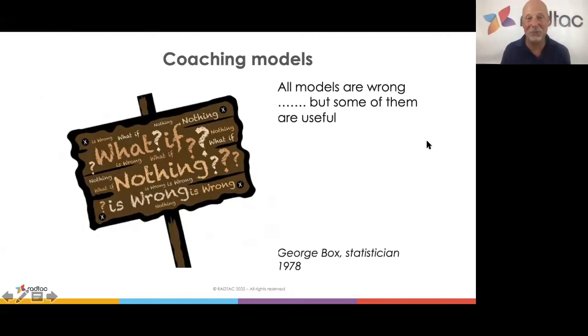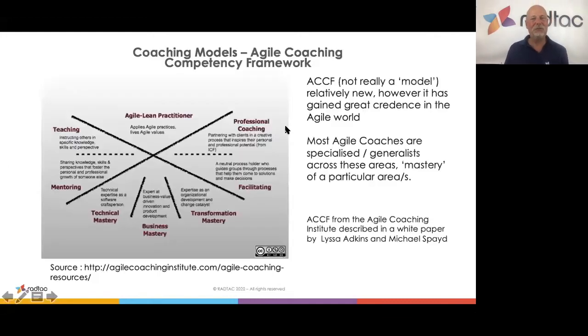Yeah, that aligns with my understanding. All models are wrong, but some are useful. So first one, well, probably no great surprise, an Agile coaching competency framework. Arguable whether this is a model or not. I like this though, because it has a sort of holistic view on what coaching is.